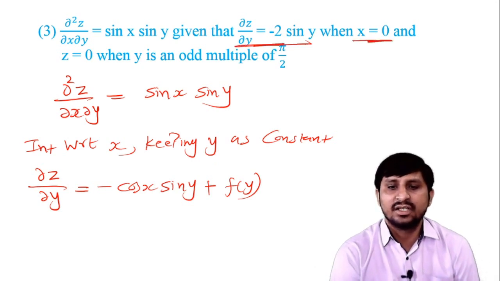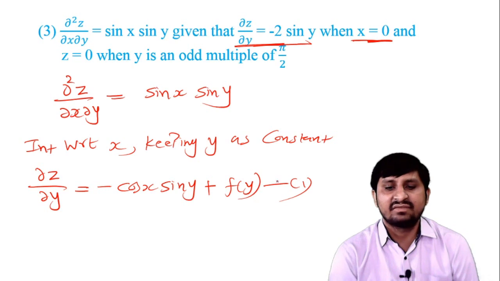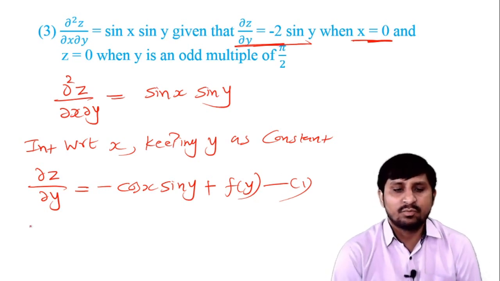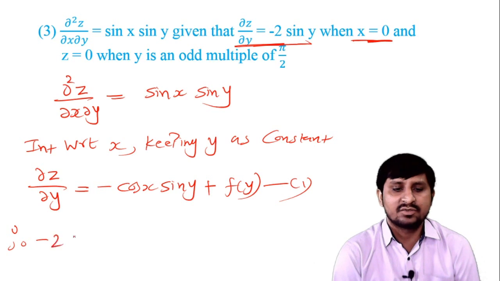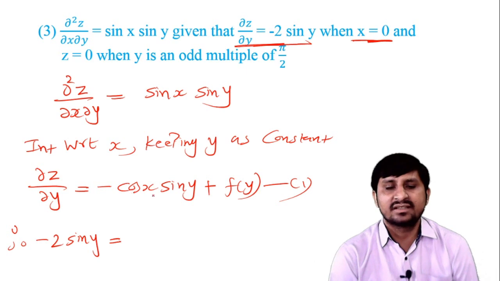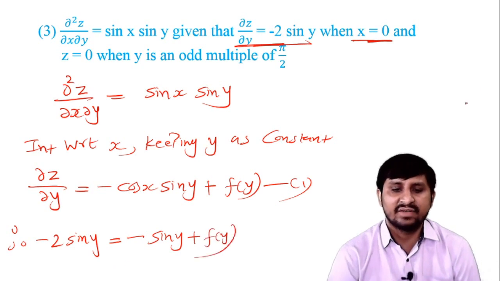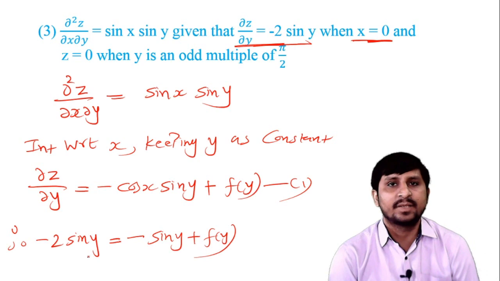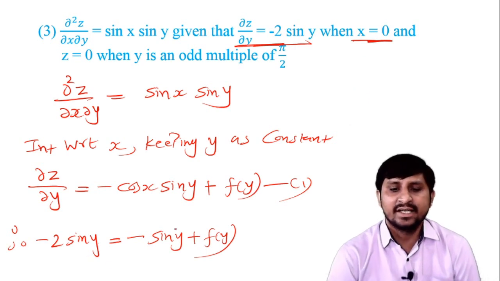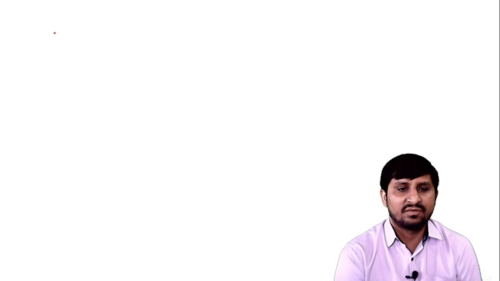So put this condition in this equation number 1. Using this condition we can easily find the value of f(y). On the left-hand side we have minus 2 sin y. On the right-hand side, put x equal to 0, so minus cos 0 is minus 1, so minus sin y plus f(y). So what is the value of f(y)? f(y) is minus 2 sin y plus sin y, so that is minus sin y. So f(y) is equal to minus sin y.